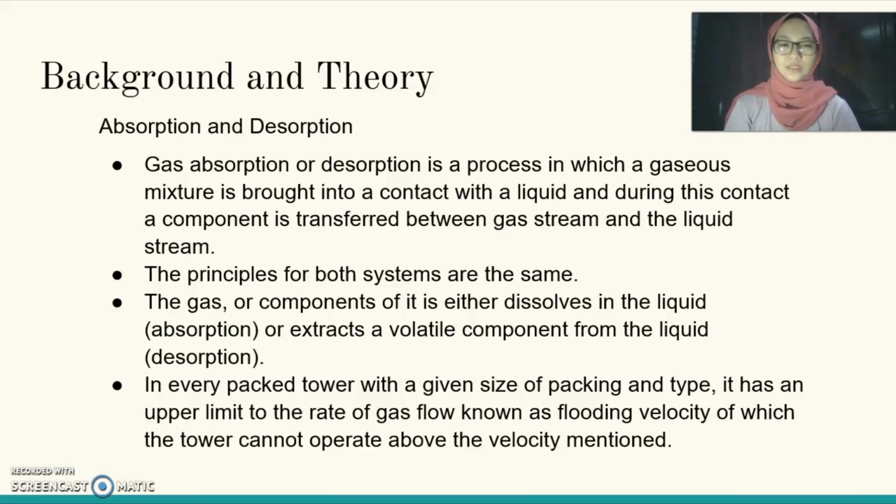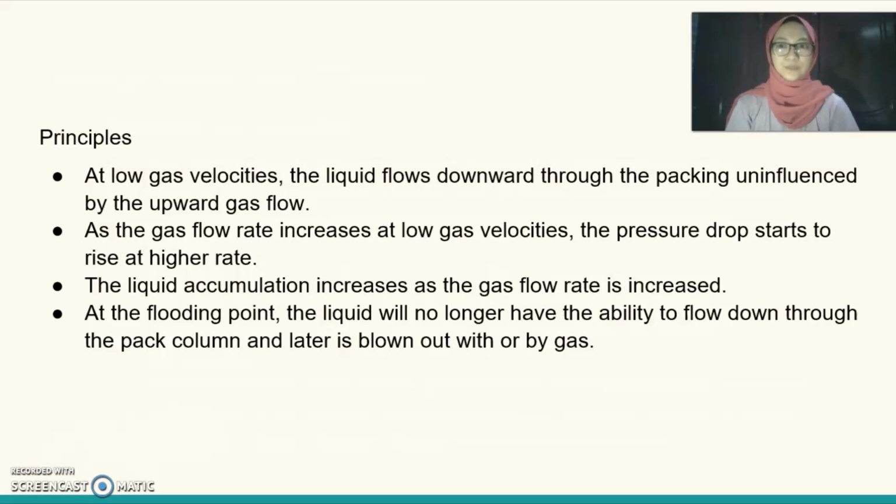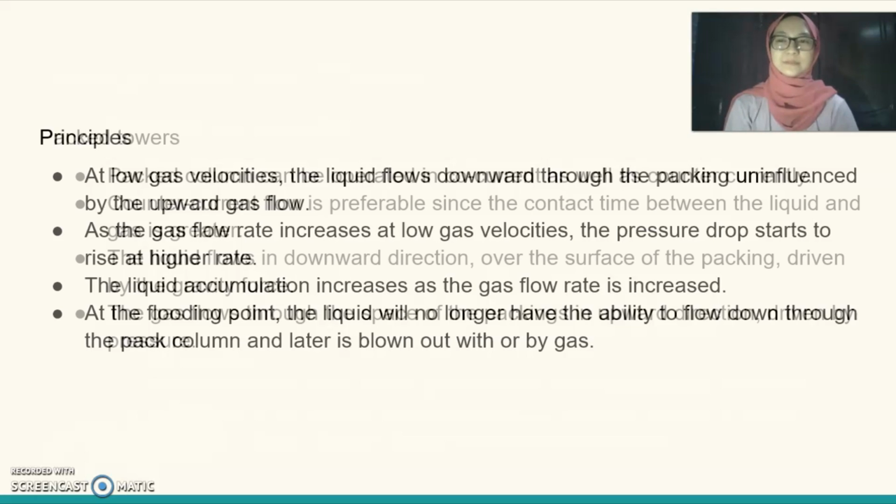In a packed column, there is an upper limit to the rate of gas flow, known as the flooding velocity, above which the tower cannot operate. For the principle, at low gas velocities, the liquid flows downward through the packing uninfluenced by the upward gas flow. As the gas flow increases, the pressure drop starts to rise at a high rate. The liquid accumulation increases as the gas flow rate is increased. At the flooding point, the liquid will no longer be able to flow down through the packed column, and is blown out by the gas.